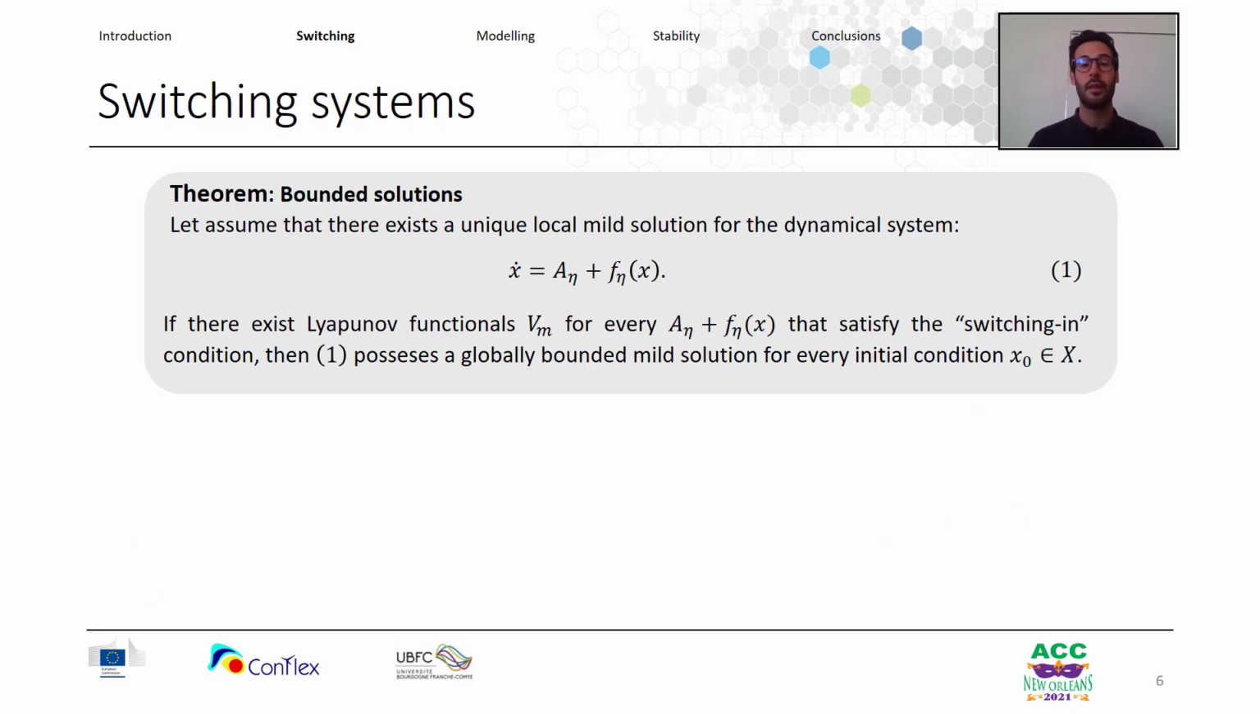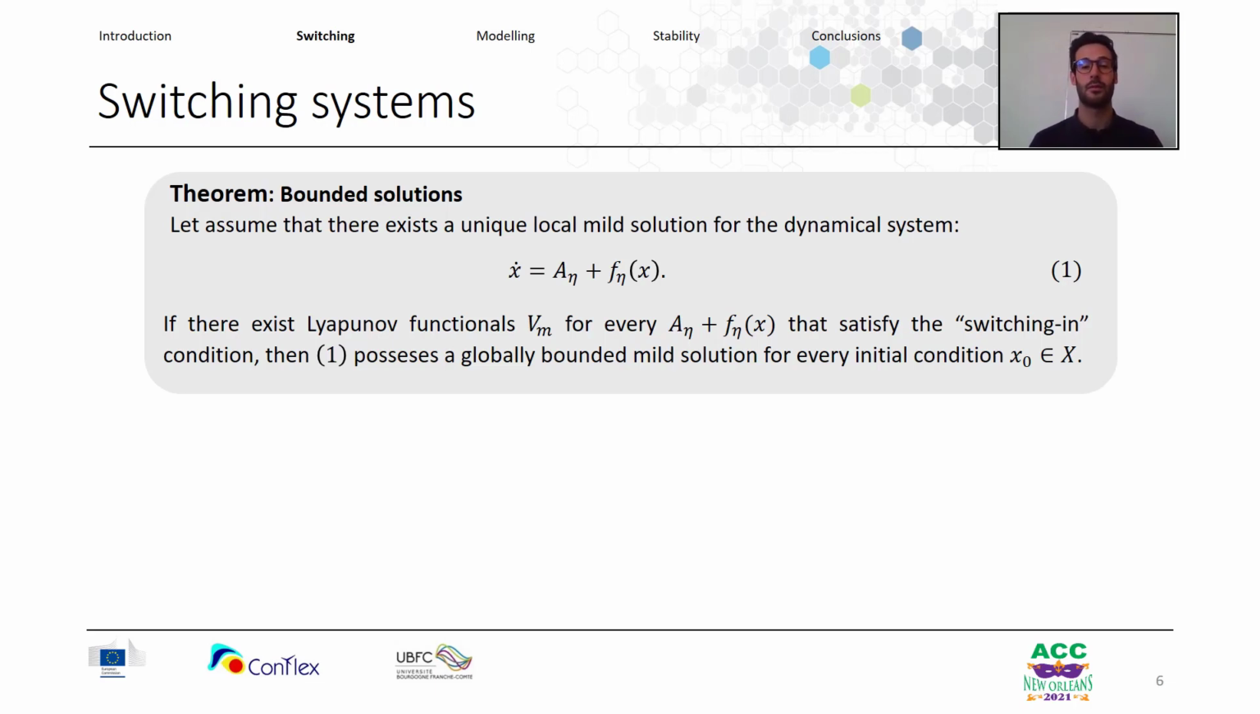Then we can introduce the theorem about boundedness of solution, and we assume first that there exists a unique local mild solution for the dynamical switching semilinear equation that we considered before. Then, if there exists a Lyapunov functional V_m for every vector field that composes our switching semilinear operator system that satisfies a certain switching-in condition, that means that this Lyapunov functional has to be non-increasing in their switching, in their activation time, then our system possesses a globally bounded mild solution for every initial condition in the state space.